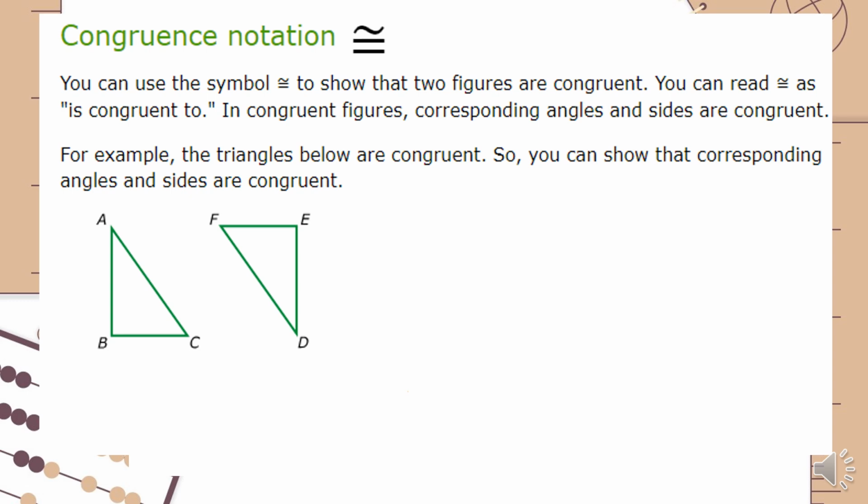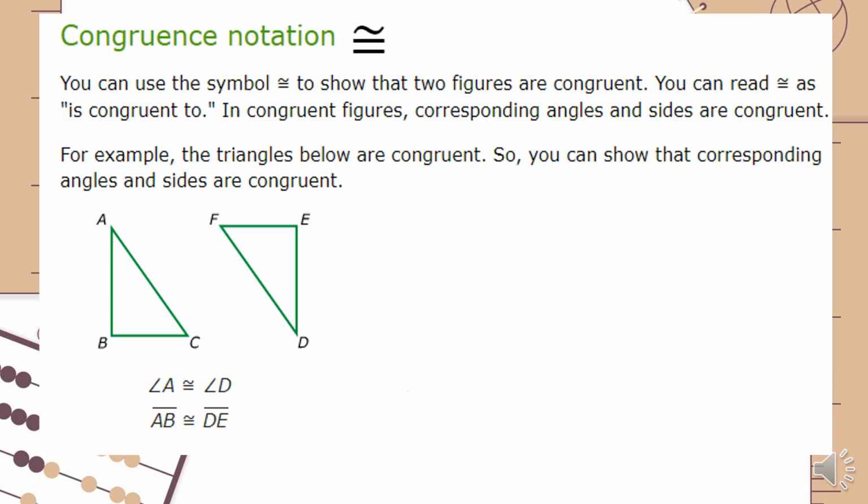Okay, now let's start checking both of the shapes. For example, the triangles below are congruent, so we can show that the corresponding angles and sides are congruent. First we will start from angle A. Angle A is congruent to angle D. Although you see, DEF is a little bit tilted, upside down, and ABC is in the proper position, we start from A, so angle A is congruent to angle D.